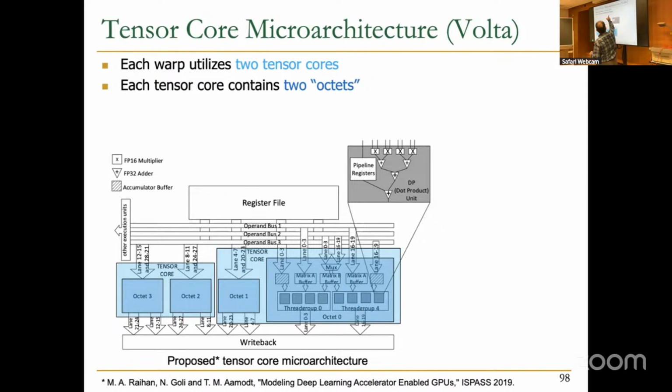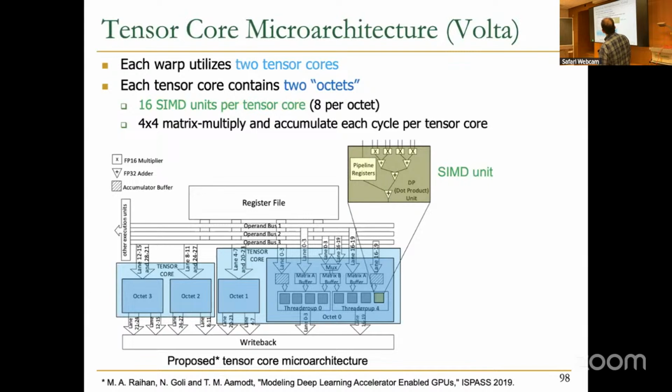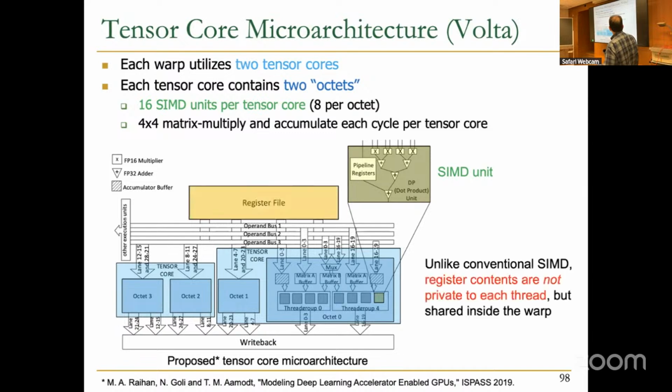And each tensor core contains 2 so-called octets, and 16 SIMD units per tensor core, meaning 8 per octet. And we can do, for example, a 4x4 matrix multiply and accumulate each cycle per tensor core. If you look into it, the main functional unit that you have is these rectangles, and it's essentially this operation: you do multiplication, and then you have a tree for reduction sum. Why is that? Because you want to do a dot product. Each of these processing elements is doing a reduction dot product for you.